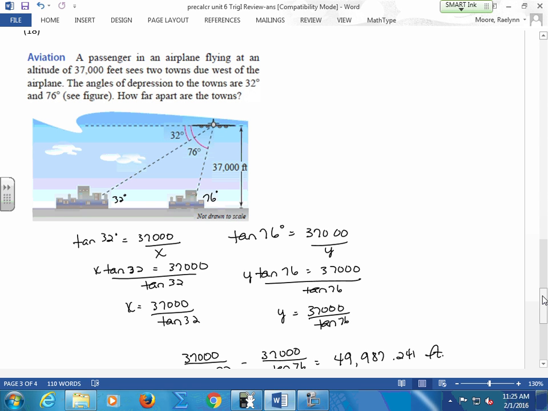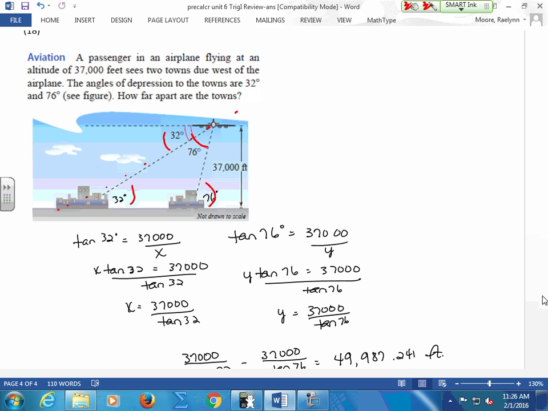Now, the tricky part here is, here's my passenger in an airplane. He's flying at an altitude of 37,000 feet. Okay? And he sees two towns as he looks down. When he's way up here, this is his horizon. When he looks down, this is his angle of depression. It is the same as the angle of elevation. Think of it like two parallel lines cut by a transversal. This angle is this angle. This angle is this angle.